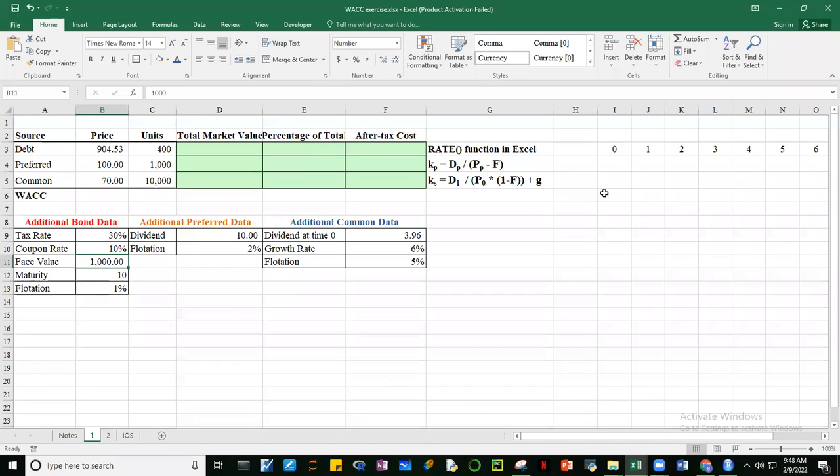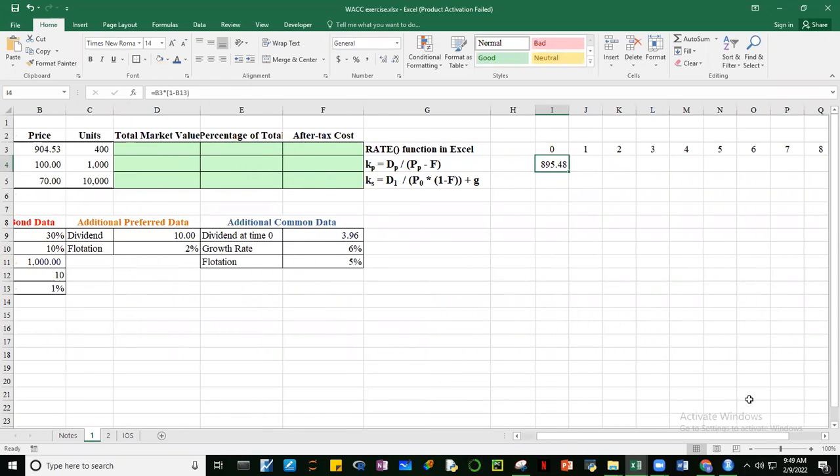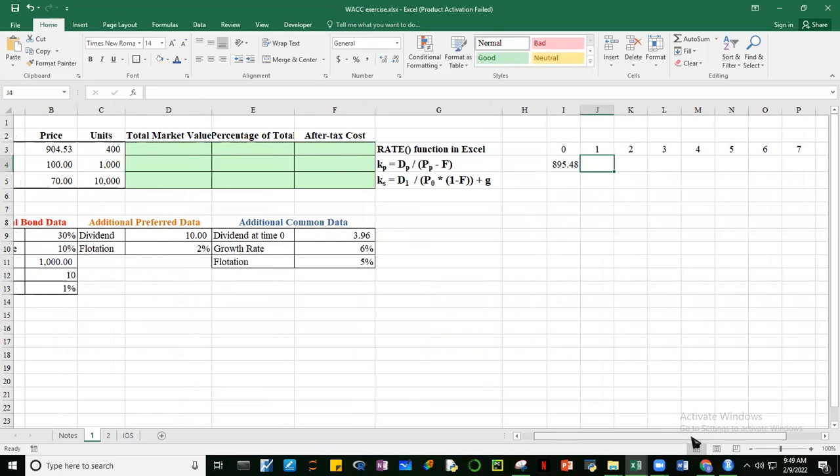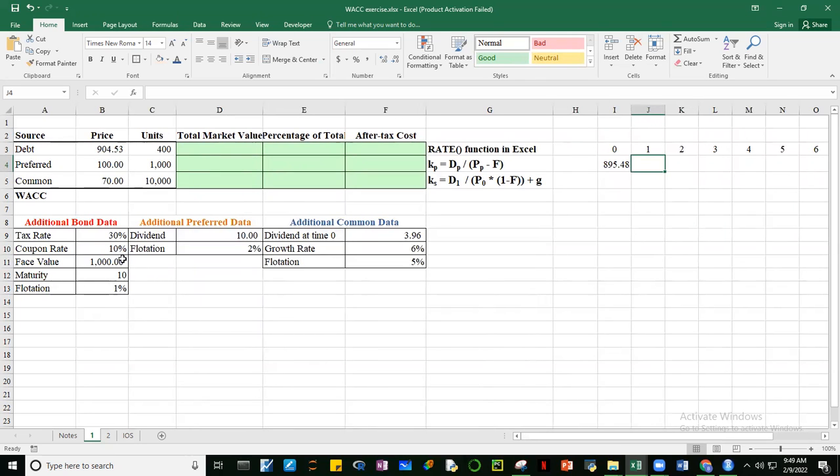No? Okay, so how much will be their cash inflow? Kasi mangungutang sila, makakuha sila ng 904.53, pero hindi lahat yun. No? It will only be 99% of 904.53. Okay? So what they're going to get is only 895.48. Okay? All right, next. Anong mangyayari sa cash flows? What will happen is that they will have to pay 10% interest rate. Ito yung interest rate ng bond, no?